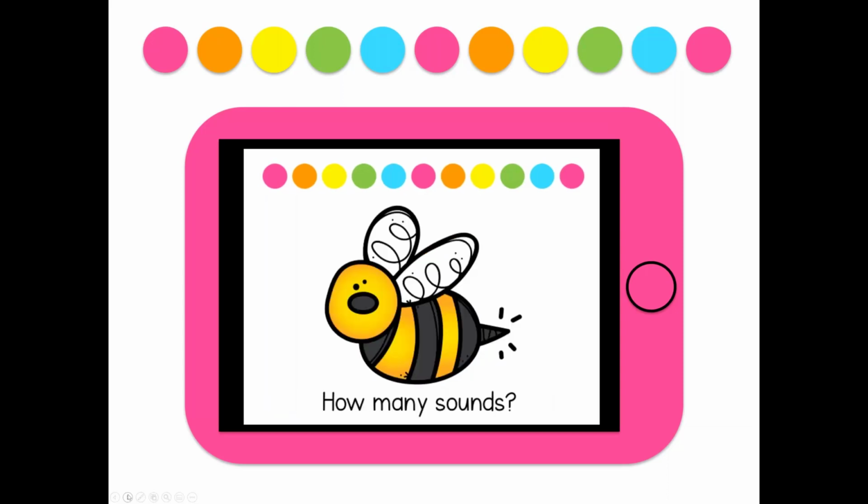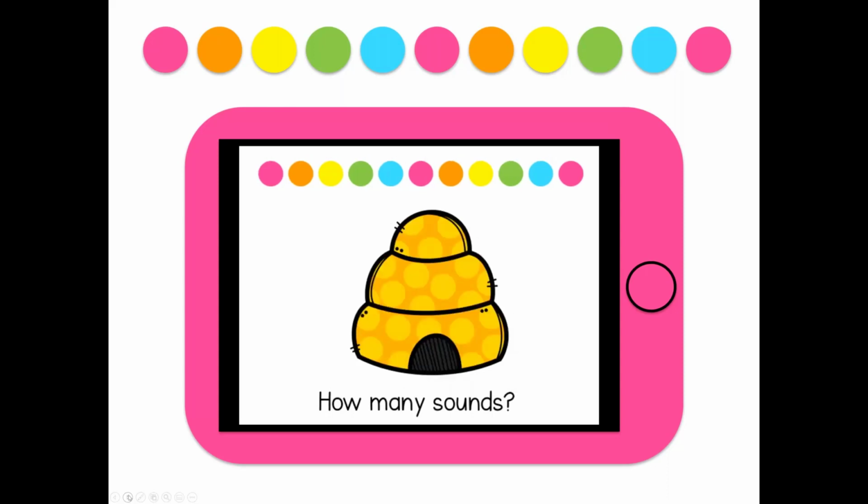How many sounds do you hear in B? Let's say B like our friend Timmy the turtle to see how many sounds we hear. B-E. How many sounds? Yes, 2. Let's say hive like our friend Timmy the turtle. H-I-V. How many sounds do you hear? Yes, we hear 3 sounds in hive. Okay.